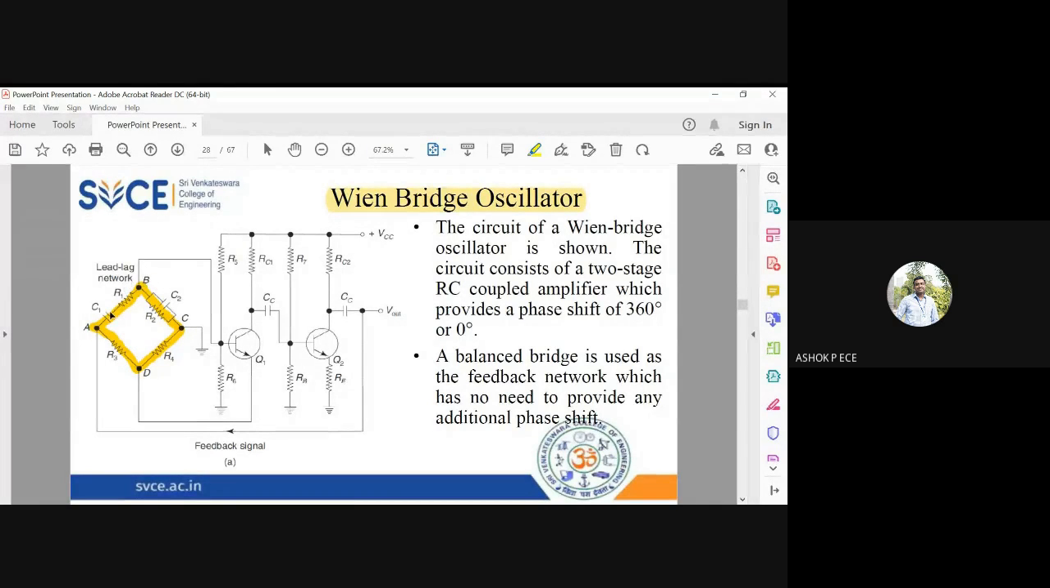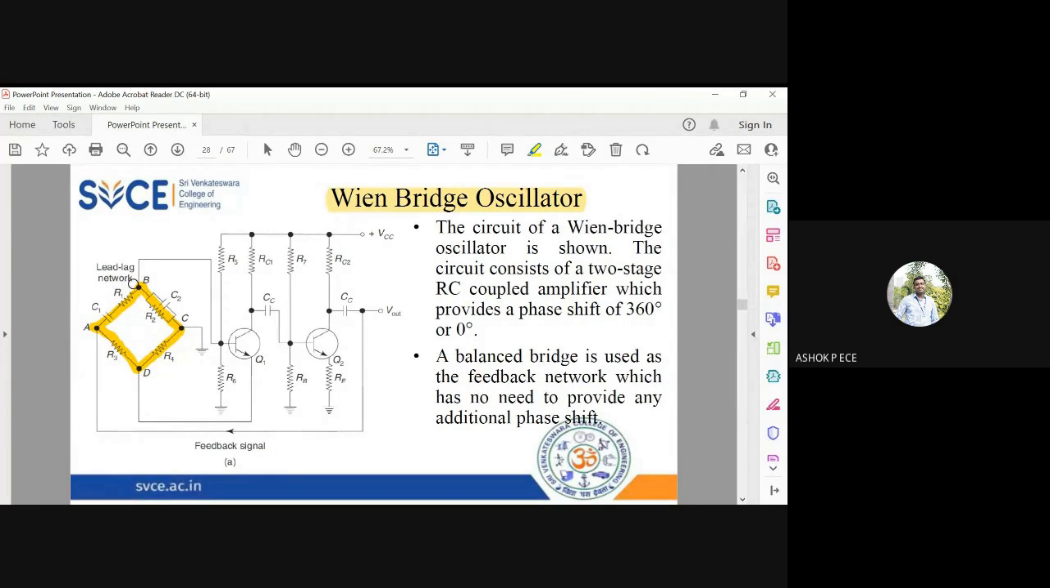Impedance may be inductance or capacitance. But this bridge, we are specifically taking it in such a way that two of the arms of the bridge are going to have resistance, and in one arm, I'm going to have RC series, and in one arm, I'm going to have RC parallel. I think you can see it in the diagram. So this bridge is called a lead lag network.